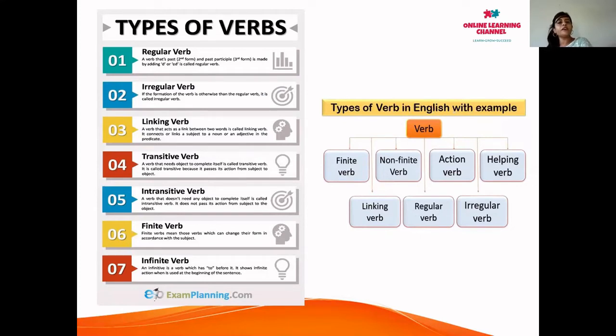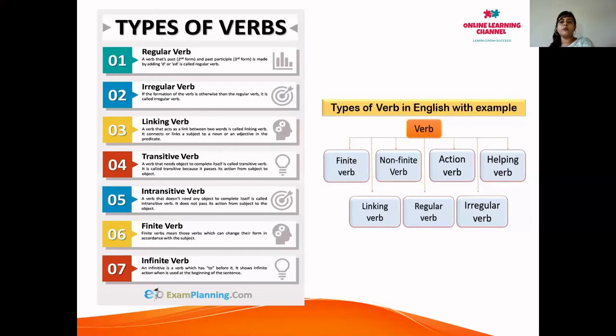Intransitive verb: a verb that doesn't need any object to complete itself is called an intransitive verb. It does not pass its action from subject to object. Finite verbs are those verbs which can change their form in accordance with the subject. Infinitive verb: it has "to" before it, and it shows infinite action when it is used at the beginning of the sentence. Now on the next block, I've got types of verbs with examples.